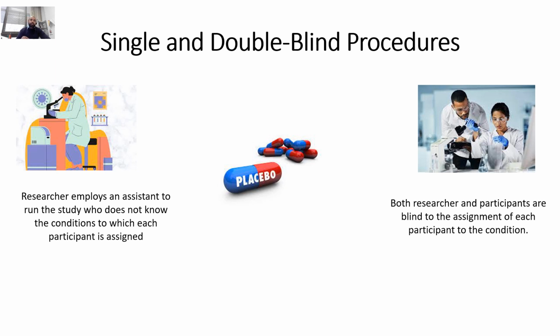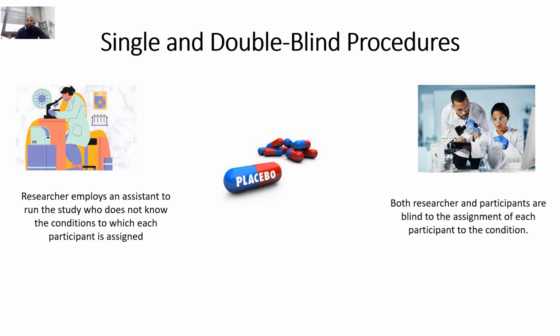What this basically means is that in the single blind procedure, the researcher's assistant allots the people to the two groups. The researcher doesn't know who is being allotted to which group, and the researcher's assistant may administer the drugs to the groups as well. However, the researcher can later come in and collect the data as required.